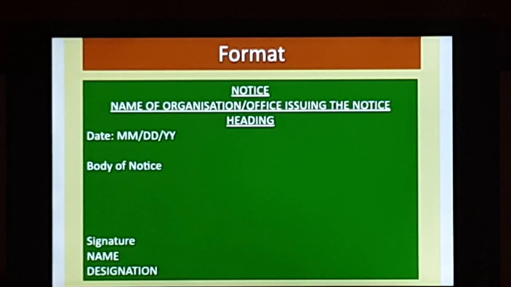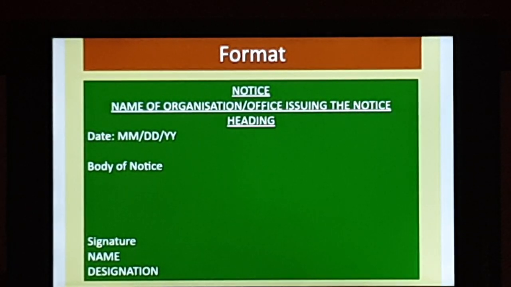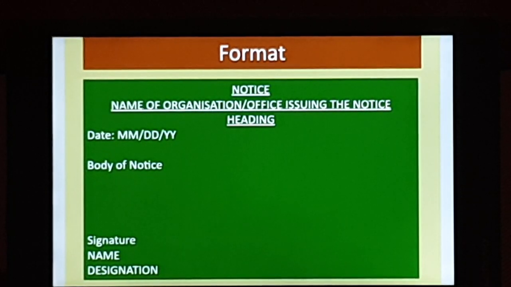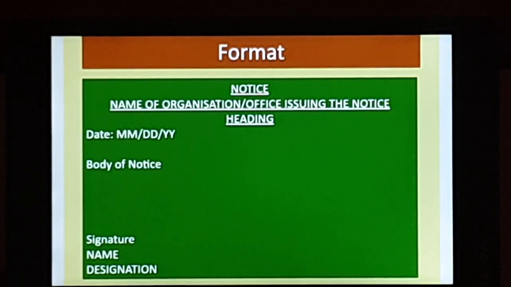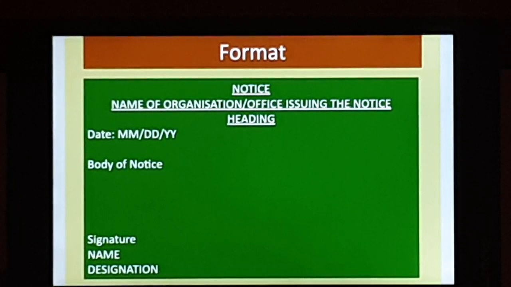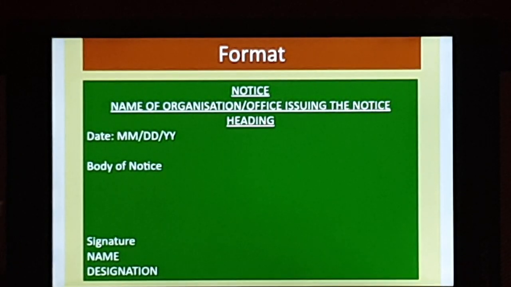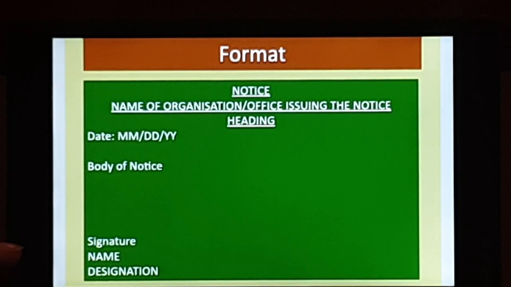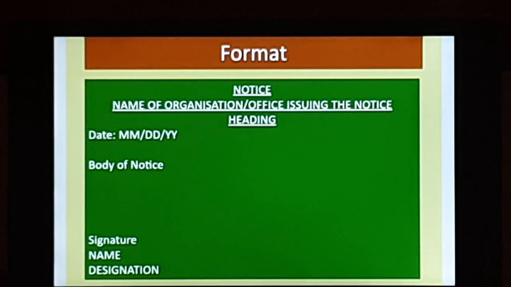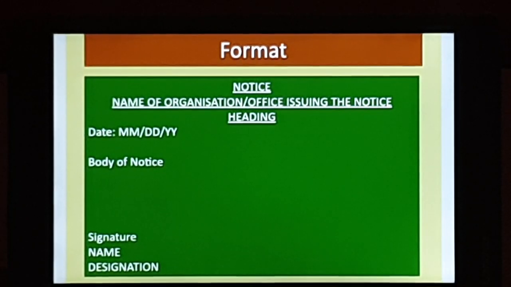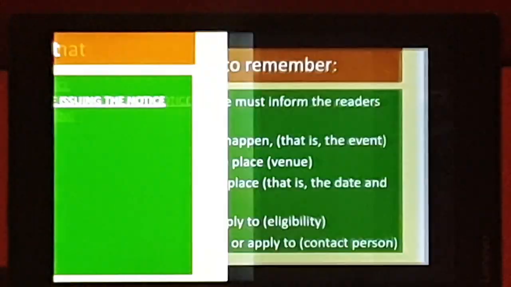Remember, the first three steps are in the center of the box, top center of the box. After that we start with the left hand side where we write the date, and then after leaving some space, we start writing the body or the main content of our notice. After we are done with the content or body, the issuing authority puts up the signature and his or her name, and last is the designation. You can see it is all on the left hand side of the box.